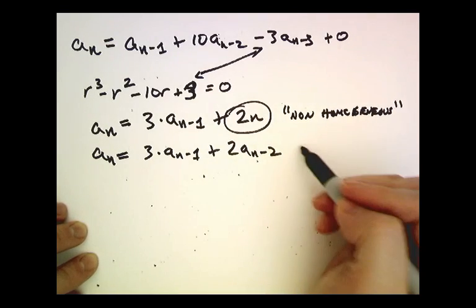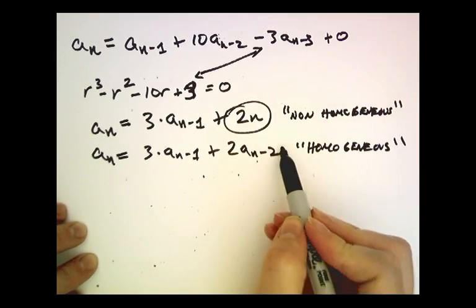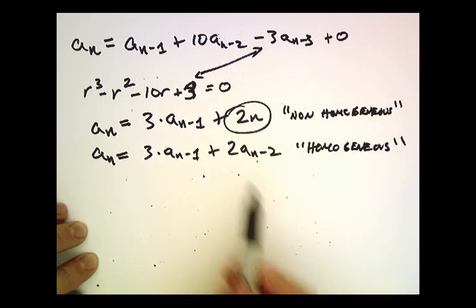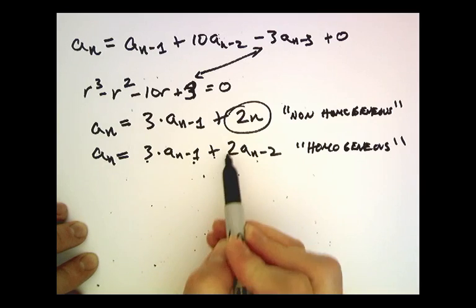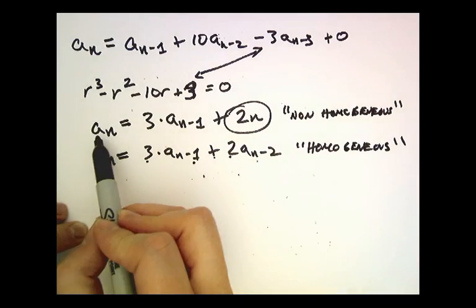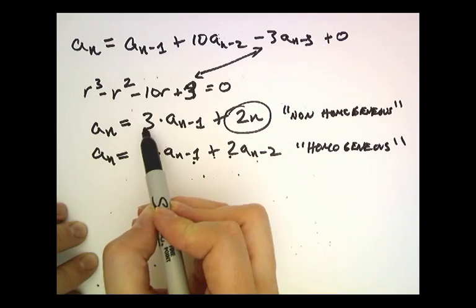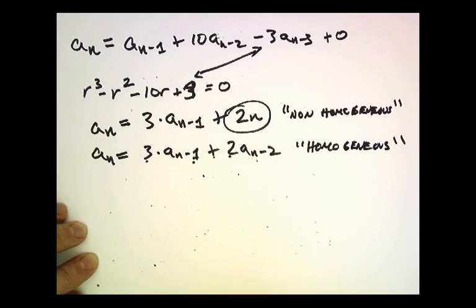So this recurrence is homogeneous because it just has a plus 0 sitting out here. It's an equals some constant times an minus 1 plus some constant times an minus 2. It's a linear homogeneous recurrence. This recurrence is linear, it's an equals something times an minus 1, but it's non-homogeneous because there's this weird 2n sitting out here.